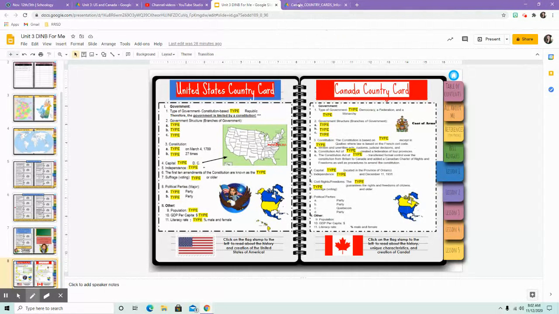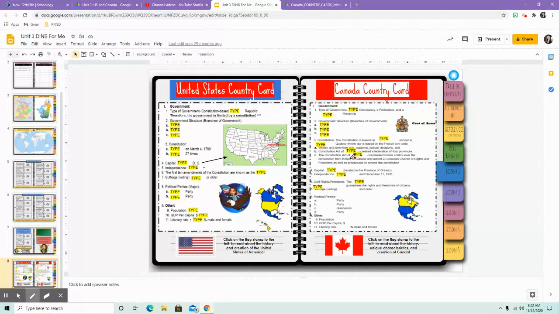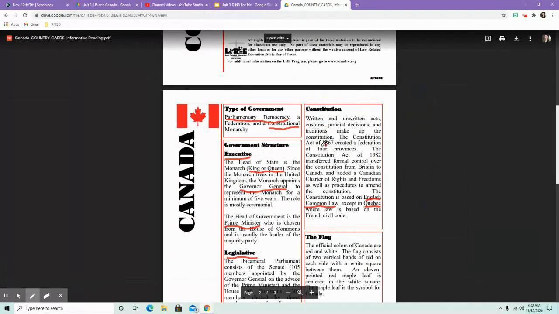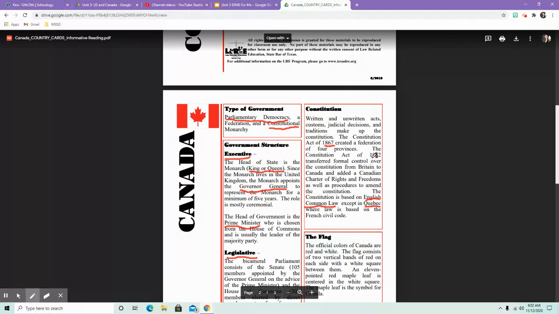So the Constitution is based on, let's find that. The Constitution is based on English common law, except in Quebec. The Constitution Act of 1867 created a federation of 4 provinces. And the Constitution Act of 1982 transferred formal control over to Canada. So those are things you should be copying down into your notes.